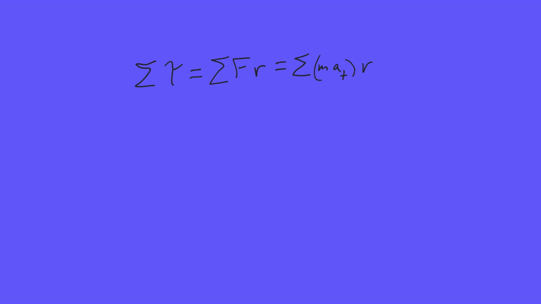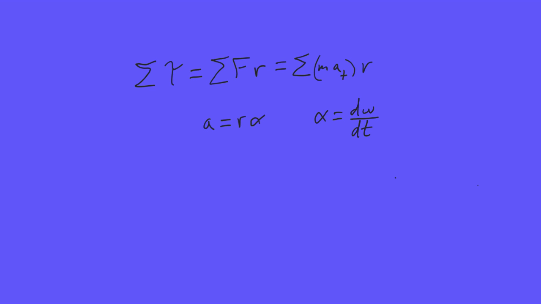But here we have the linear acceleration, and since we're rotating, we want the rotational acceleration. So this is defined as acceleration is equal to the radius times alpha. And alpha is the change in omega, or our rotational speed, over the change in time.